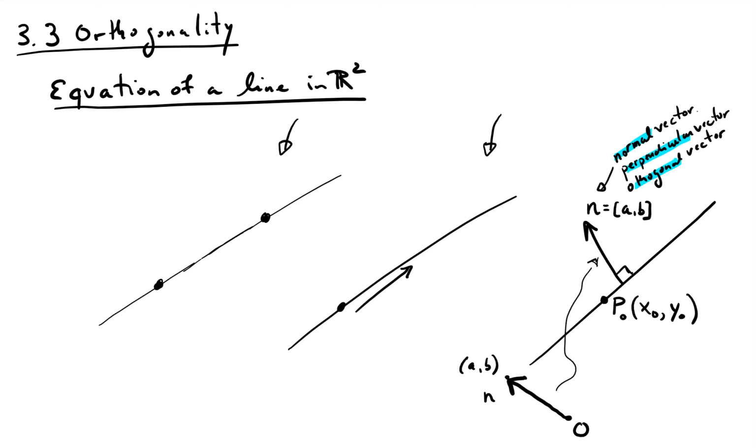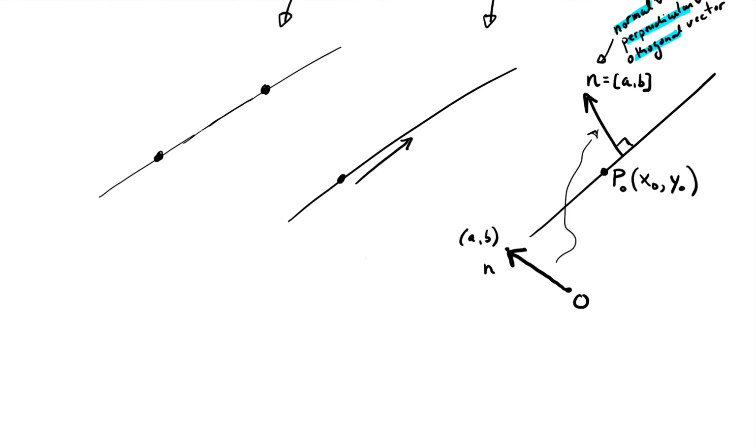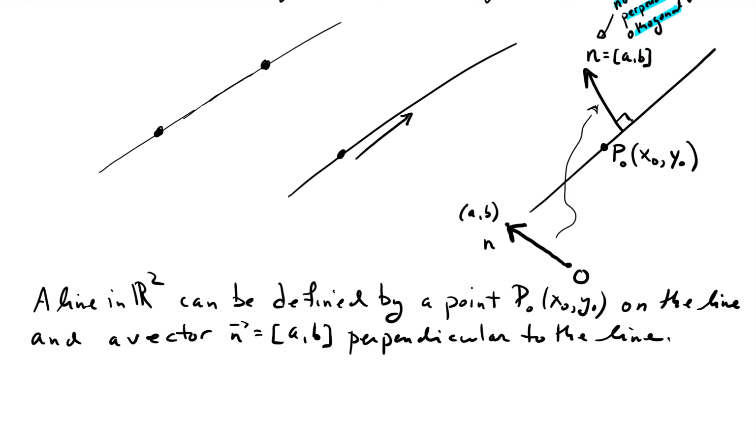So let's write this up. Here we have it. A line in R2 can be defined by a point P0 on the line and a vector n perpendicular to the line. It's important that we're in R2. If we try to extend this definition to R3, there's a little surprise coming up. So we'll stick to R2 for now.